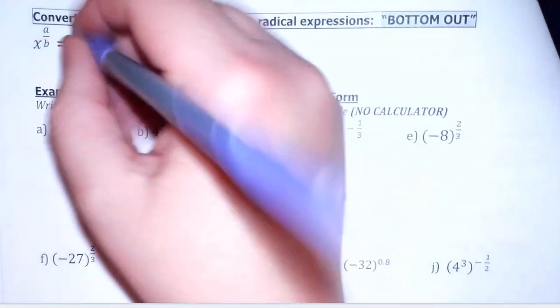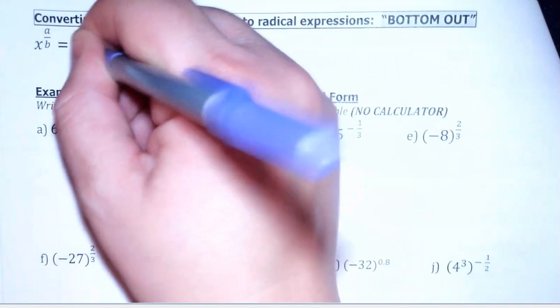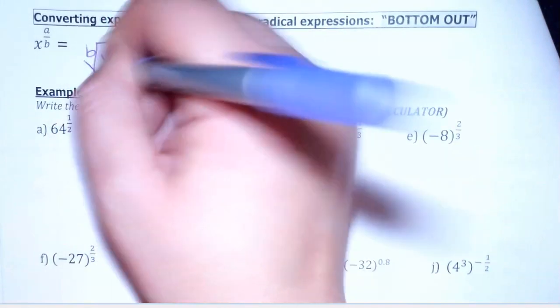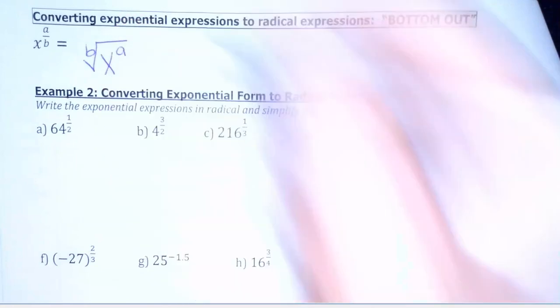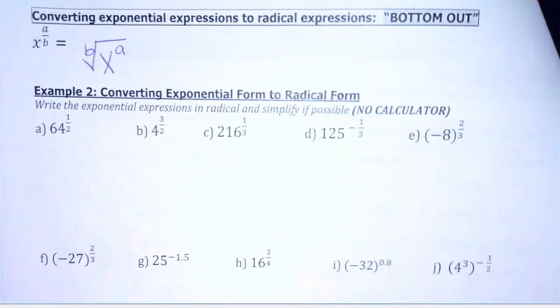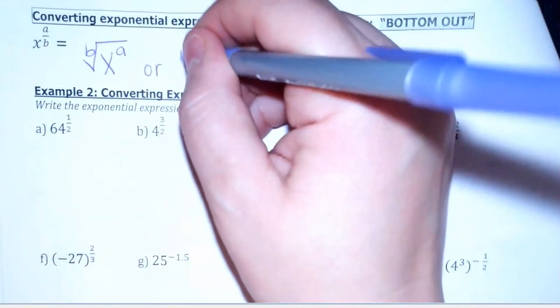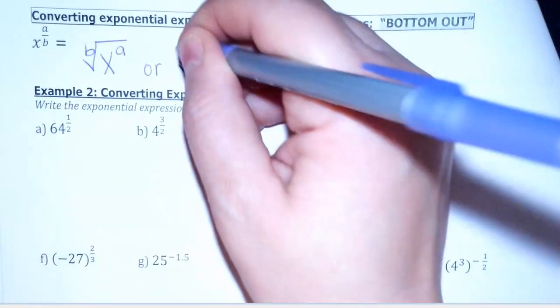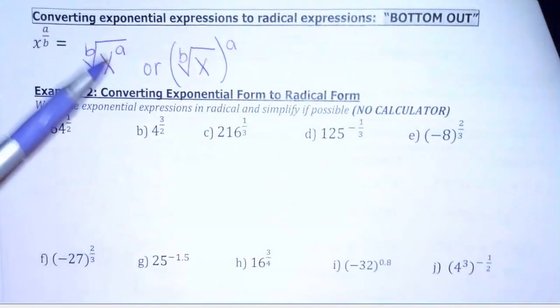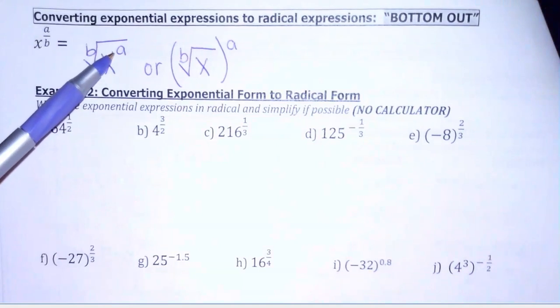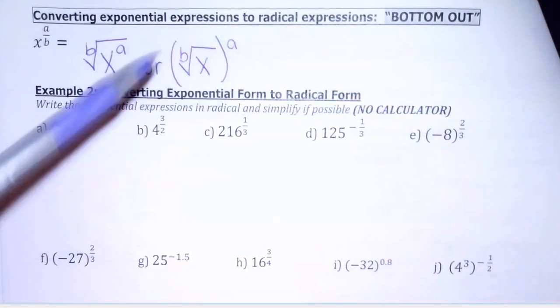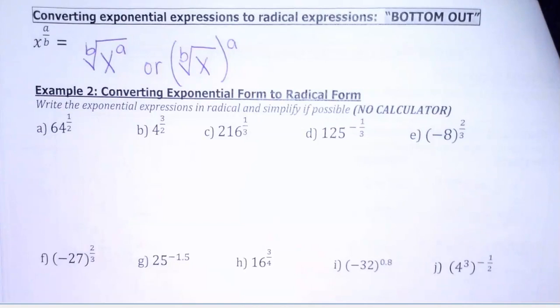So here, bottom out, b would become the index of your root, and then a is going to be the exponent. There's actually two ways you can write this. The bottom out always works though. The denominator becomes the index of the root, but there's kind of two different schools of thought of how you can write this. You can put the exponent on whatever's under the radical, or you can put the whole radical in parentheses and the exponent outside. Both of those are technically correct, and we're going to get into this in this example.